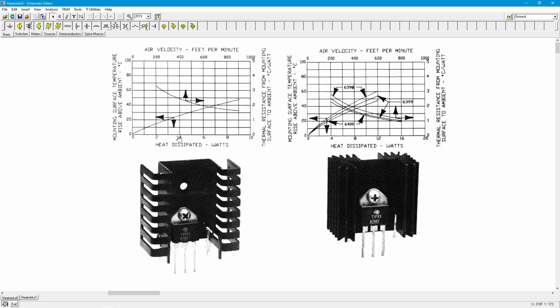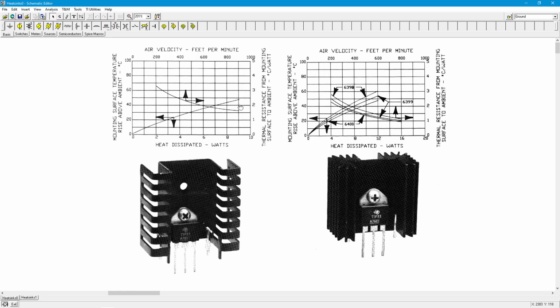Oh yeah, there's 4 watts dissipated. Come up and across, and you can see there's going to be somewhere in the 25 degree range, right? This is mounting surface temperature rise above ambient. So you would be looking at 20 some odd degrees rise above ambient.